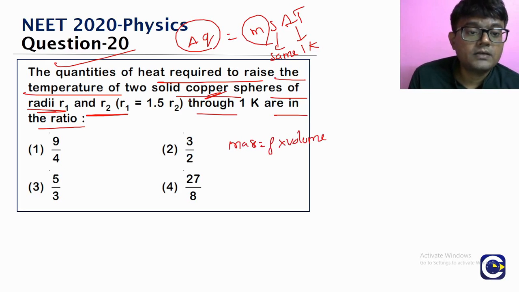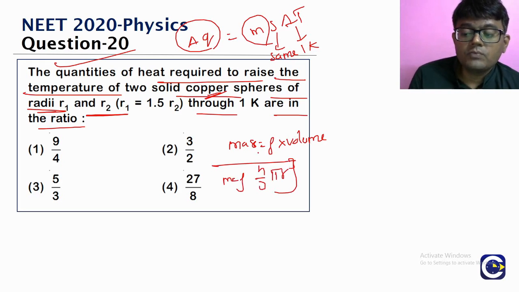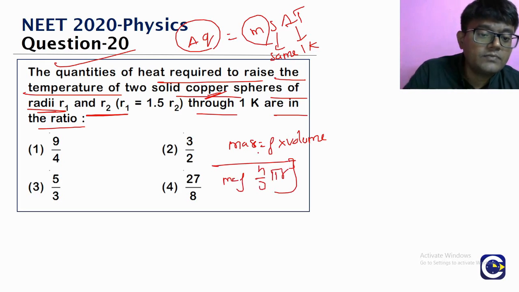If you take the copper spheres, what is the volume formula? 4 by 3 pi r cube. So mass will be equal to what? Rho into 4 by 3 pi r cube, where rho represents the density of the copper. So we need to find what? The ratio of the heat that is required.